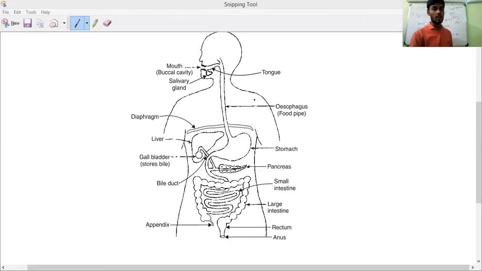So you can observe here our mouth. This is called the tongue. Below the tongue, in our lower jaw, we have glands called, what are those glands? Salivary gland. The opening is called the mouth. So this mouth contains what? Buccal cavity. Once the food enters here, understand, the tongue.